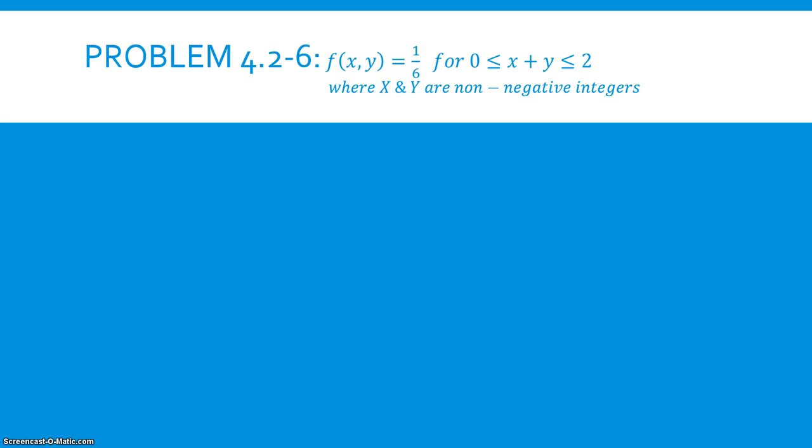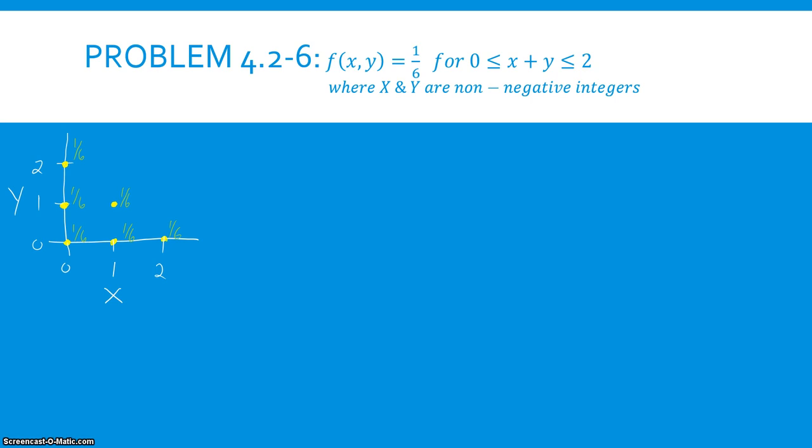Let's look at an example. This is problem 4.2-6 from Hogg, Tanis, and Zimmerman. We have the probability mass function, little f of xy, equal to 1/6, for values of x plus y that are greater than or equal to 0 and less than or equal to 2, and x and y are non-negative integers. So let's take a look at what our sample space looks like here.